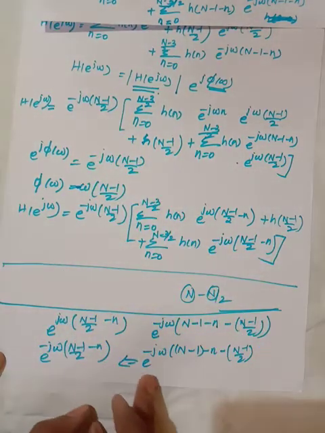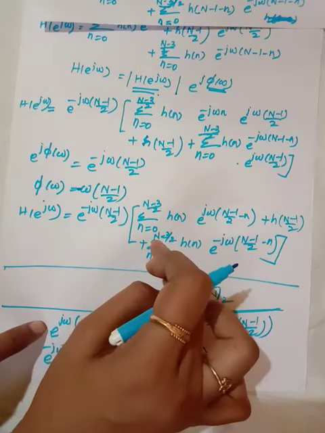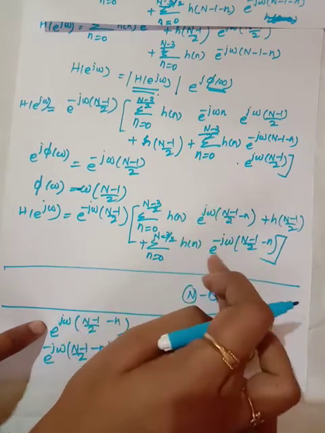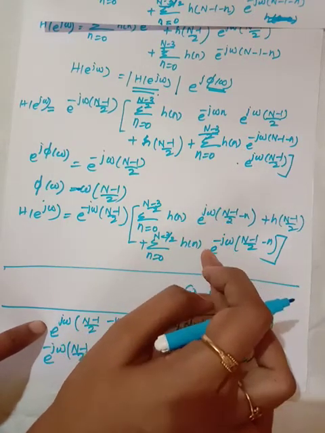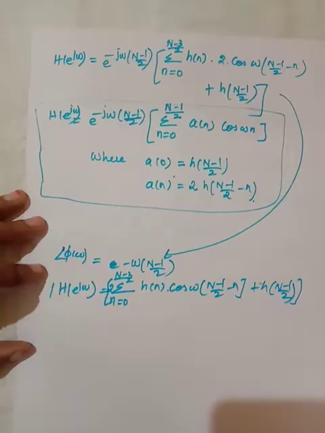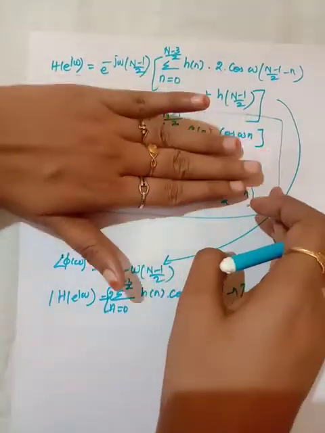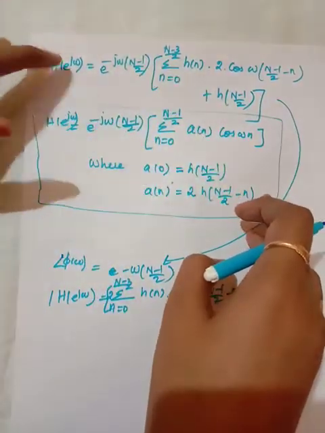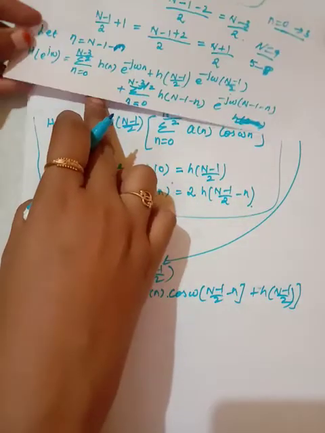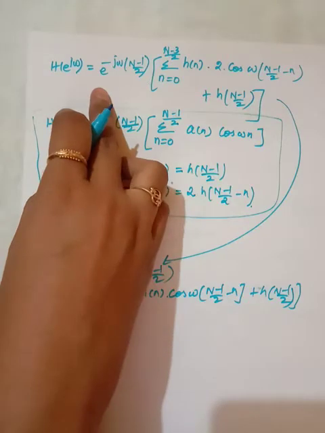Now I need to combine these values. We know that these two values are common, right? So e power j theta and e power minus j theta can be represented as 2 cos theta. I am going to represent using that. Now this is what we have after simplification, so you don't get confused with it. I will explain what this is now.